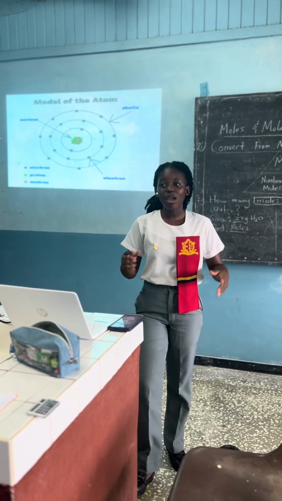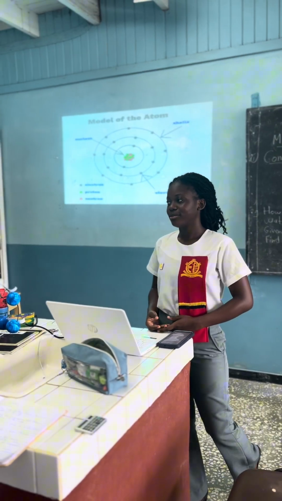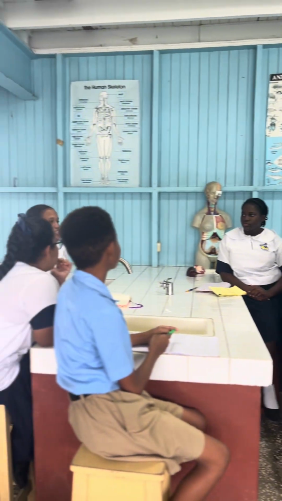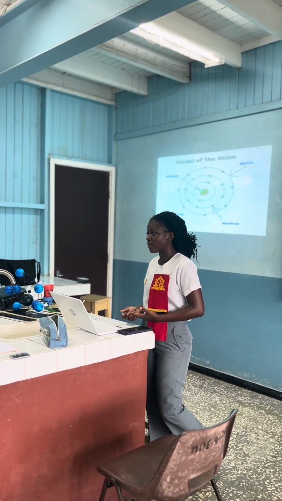Now everything around us is made up of matter. You guys know what matter is? What is matter? Matter is anything that takes up space in an object. Good. Matter is anything that has mass and it takes up space, right?